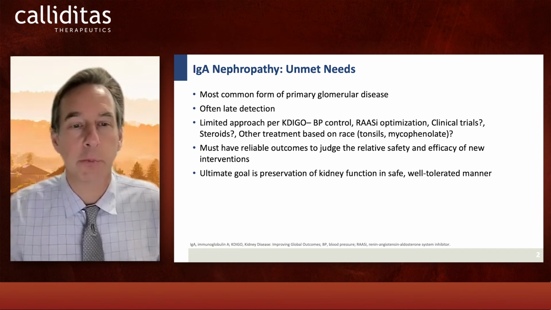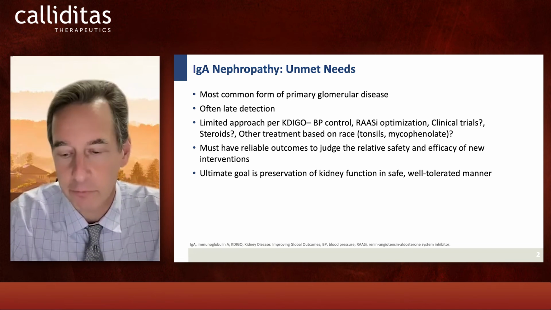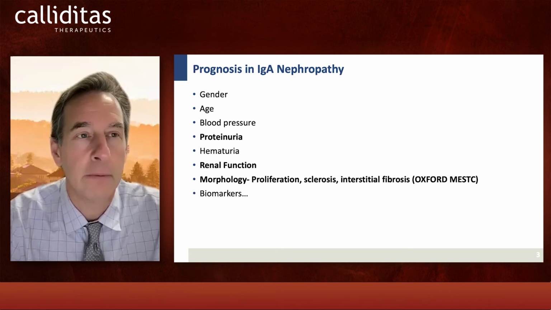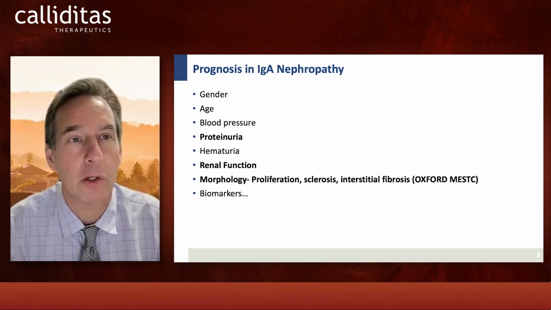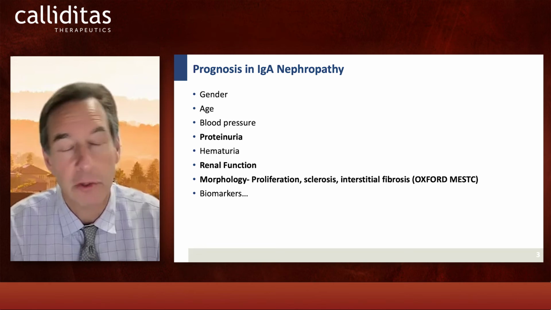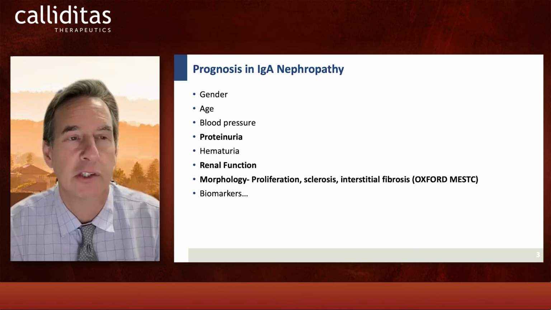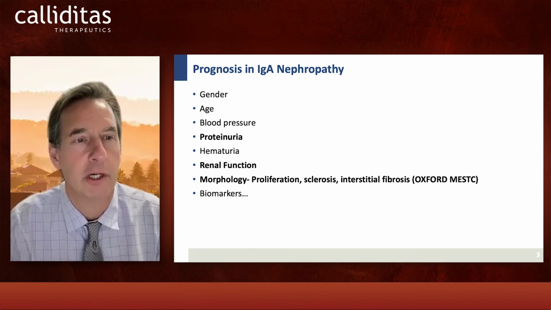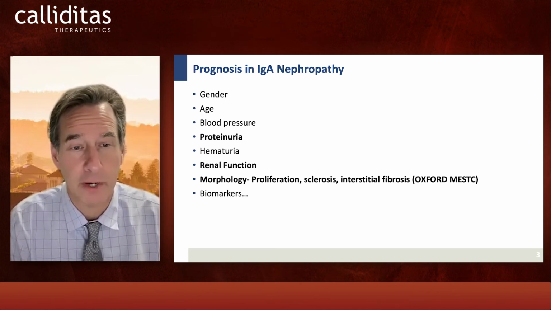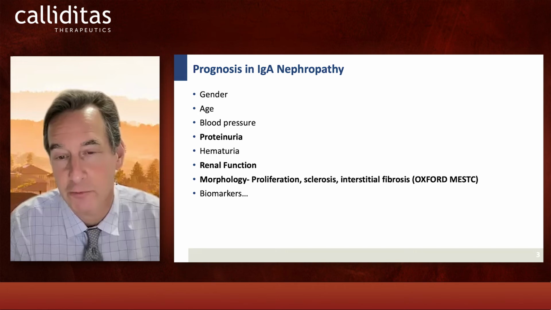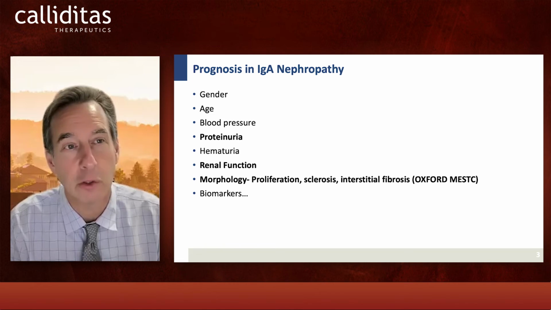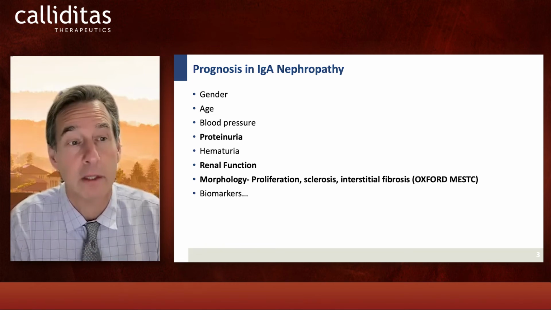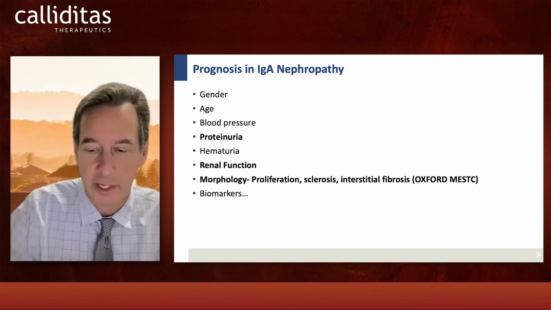Our ultimate goal is preservation of kidney function in a safe and well-tolerated manner. And maybe we can learn how to judge treatments based on what the prognosis is in IgA nephropathy. We know there's several features that determine outcomes, such as gender, age, blood pressure, proteinuria, hematuria, kidney function, and biopsy findings, such as the proliferation, sclerosis, interstitial fibrosis in the Oxford MEST-C score. And perhaps there's other biomarkers.